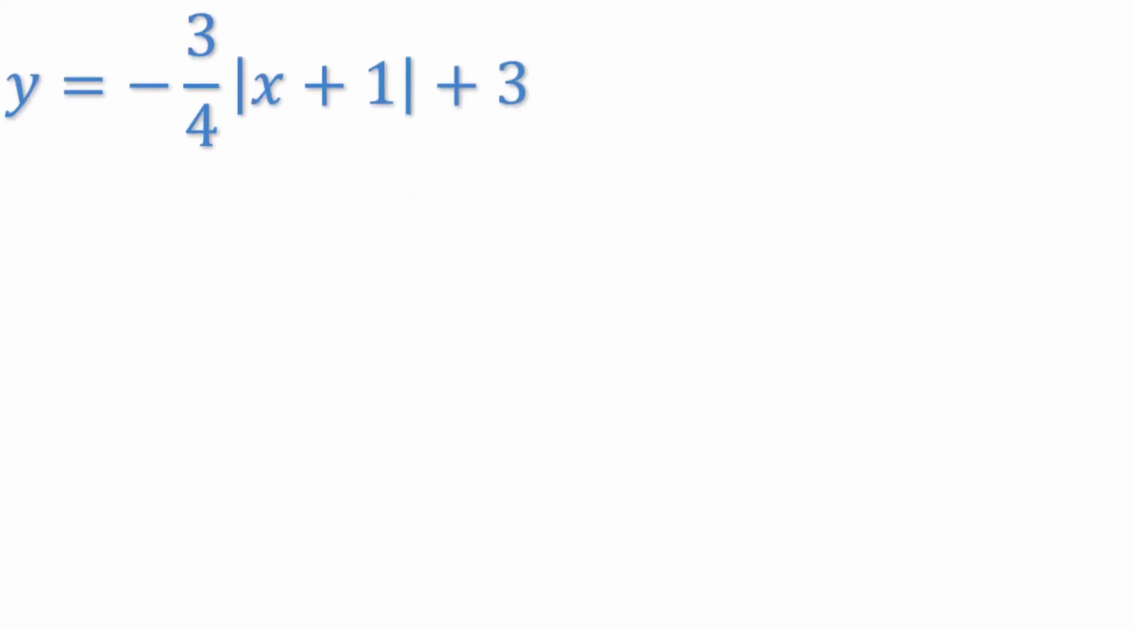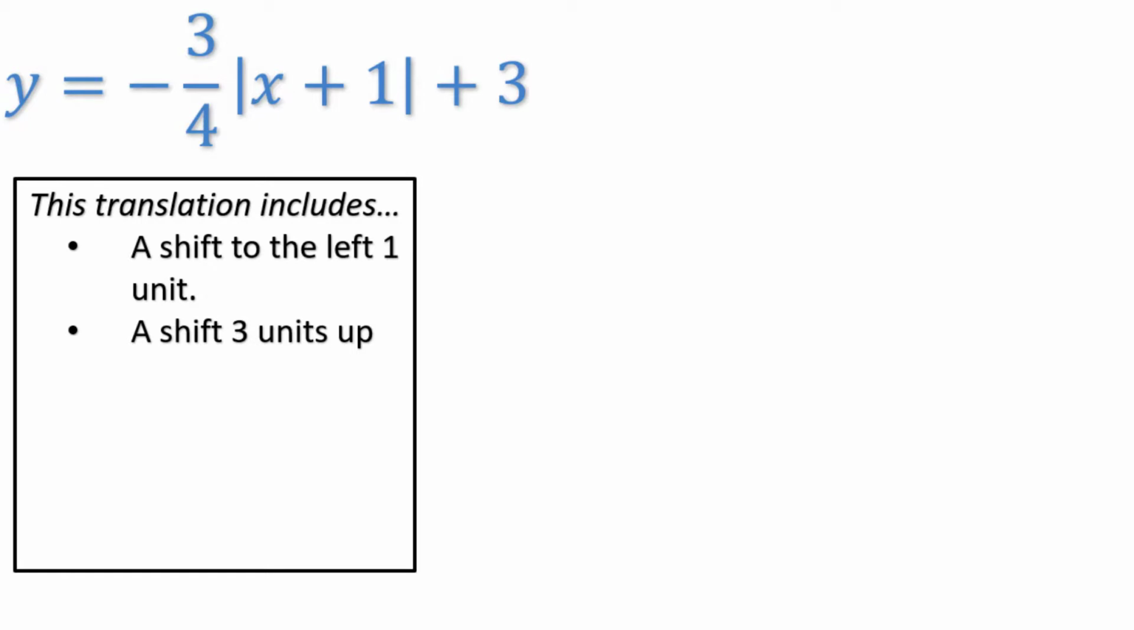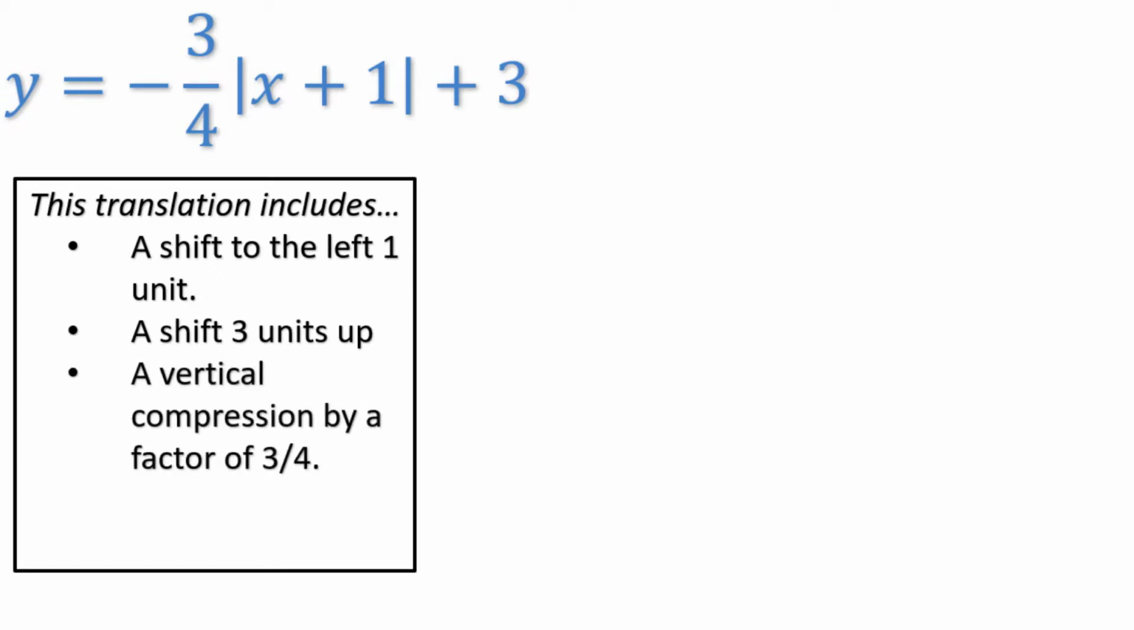Okay, how about this one? We have y is equal to -3/4 times the absolute value of x plus 1, plus 3. The x plus 1 tells us to shift 1 unit to the left, and the plus 3 tells us to shift 3 units up. The 3/4 tells us we have a vertical compression by a factor of 3/4, and the negative sign tells us that we have a reflection across the x-axis. Note that due to the vertical shift, this will be a reflection across the pretend x-axis, not the real one, once we determine where that is.